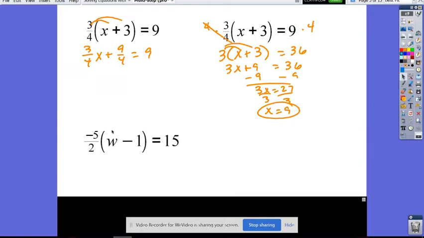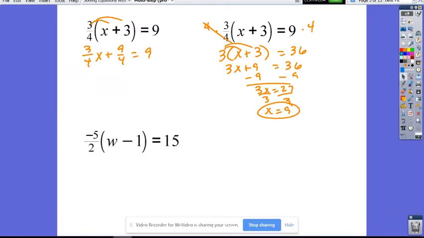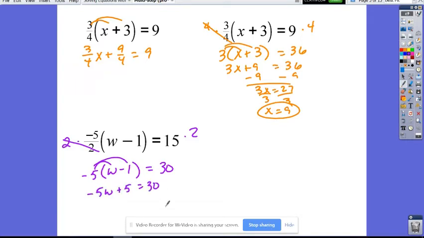We could either distribute the negative 5 over 2, but since this is all held together by parentheses, it's negative 5 over 2 times the entire grouping, it's not like there's extra stuff. We can multiply by just the denominator, and that cancels that out. The negative 5 comes down, w minus 1, and this equals just 30. I think this is just a cleaner way to do this. Now we don't have to distribute a fraction.